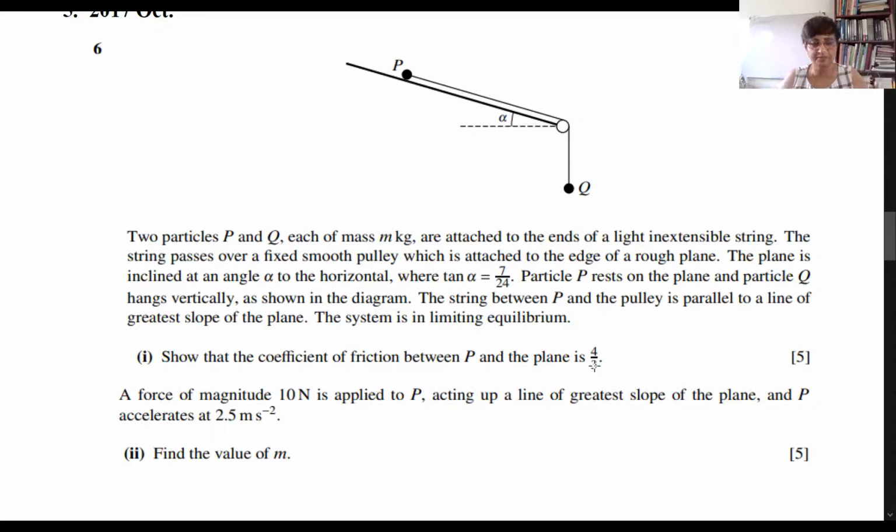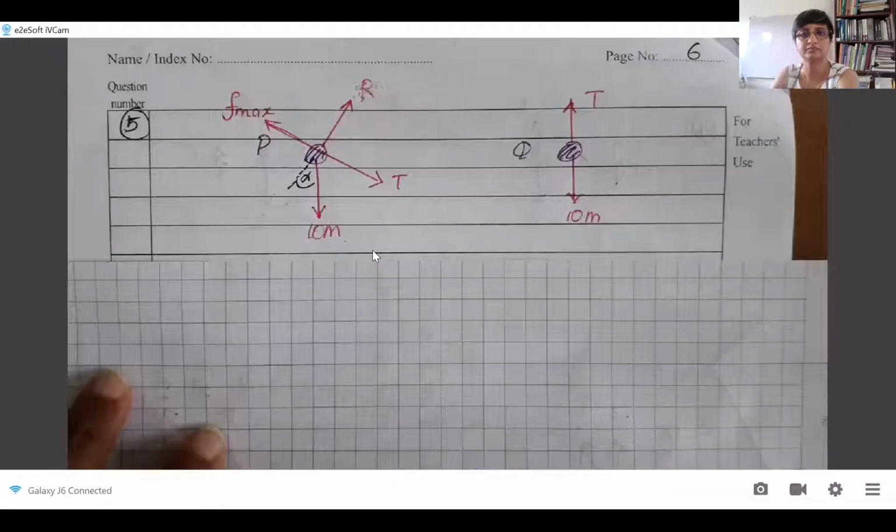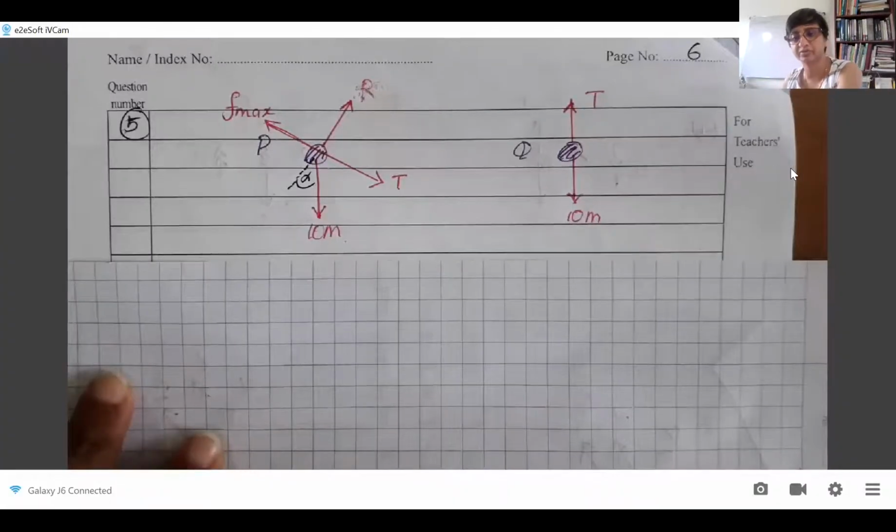Okay, so if I just tell you now, all of you, just see whether you have gone down these steps. First step, make sure that you have drawn two free body force diagrams for P and Q. Let me show you. Here's your free body force diagram. This is how it must look, so you can check whether that part is correct. Here are the two free body force diagrams. Do you have that right?